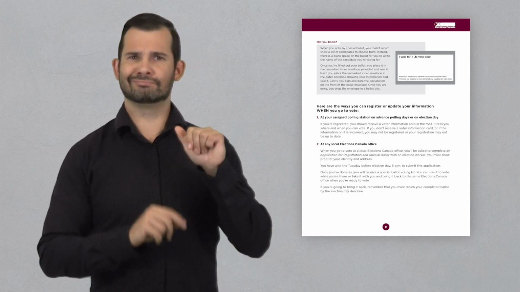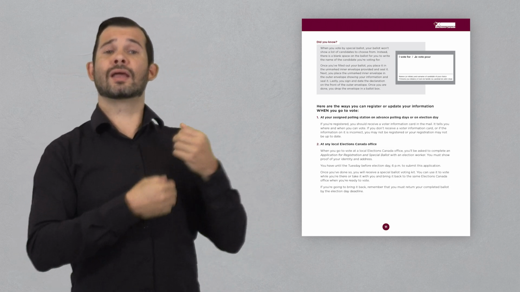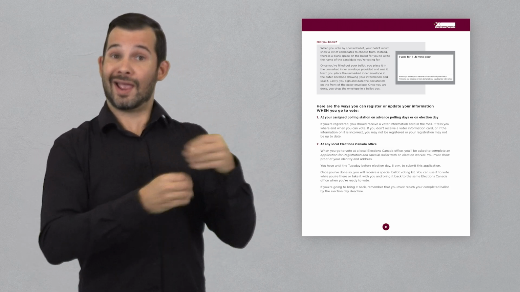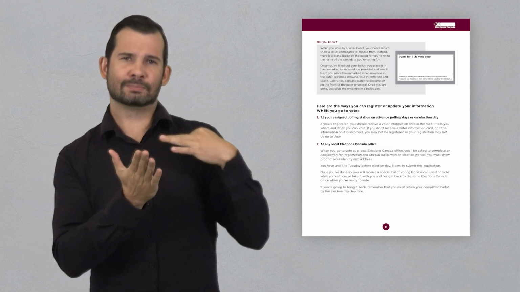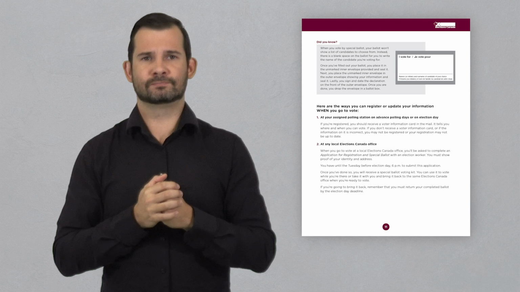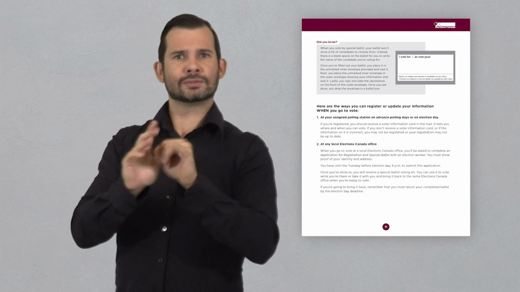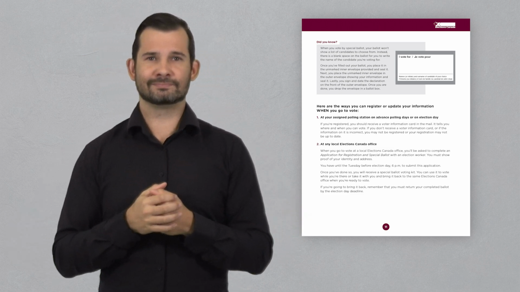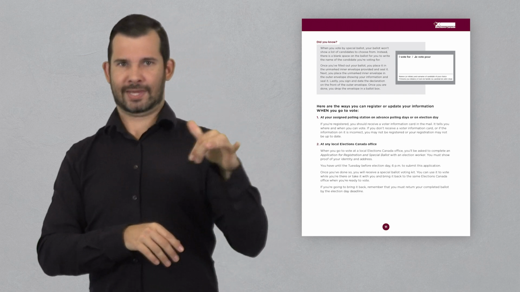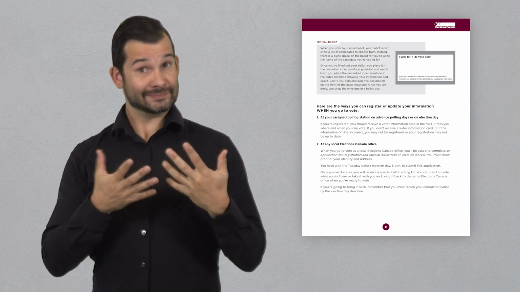2. At any local Elections Canada office. When you go to vote at a local Elections Canada office, you'll be asked to complete an application for registration and special ballot with an election worker. You must show proof of your identity and address. You have until the Tuesday before Election Day, 6 p.m., to submit this application.